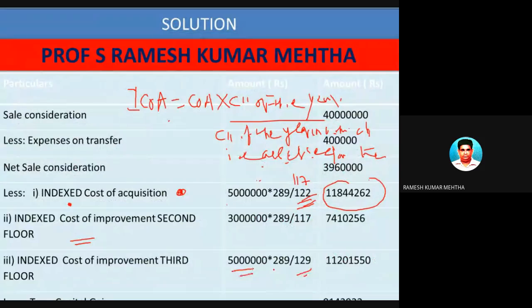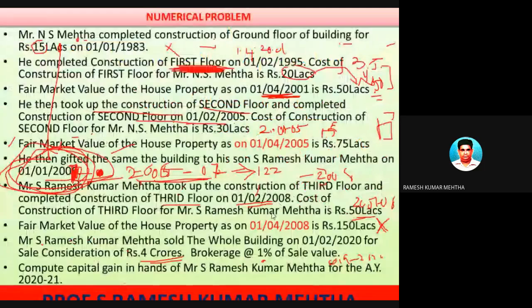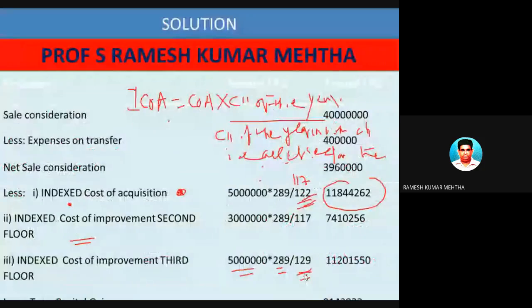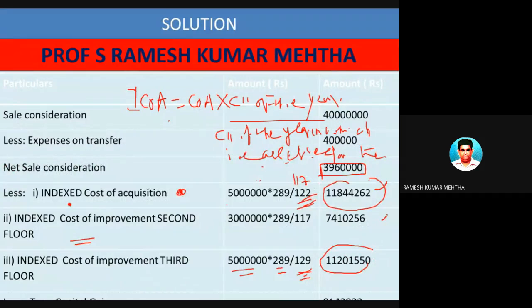So 50 lakhs, that is the cost of improvement, into the cost inflation index of the year of transfer, 289, by the cost inflation index of 2007-2008, which is 129, and once you calculate, you get this amount. Now this is the total sale consideration, and these are expenditure 1, expenditure 2, and expenditure 3, which are indexed. If you remove all these three amounts from this 3 crores 96 lakhs, your profit, that is long term capital gain, is 91 lakh 43,932.